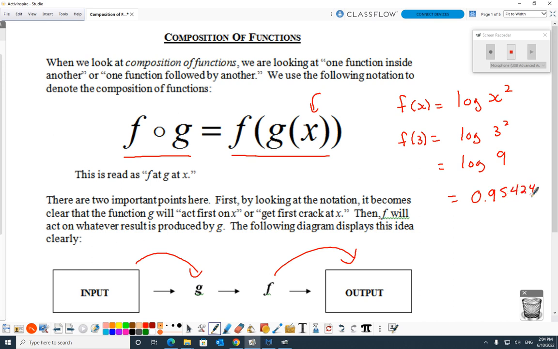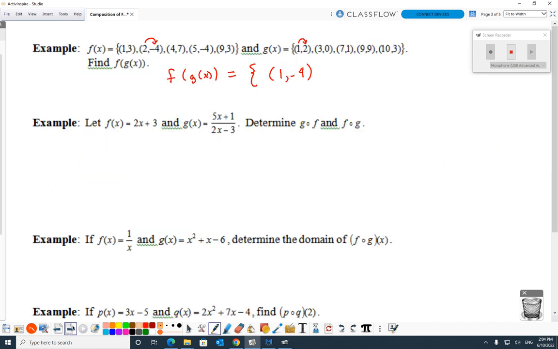Do you see? 9 was sort of lost in the process. The answer isn't 9 anymore. It's log of 9. That 9 has disappeared in all of there. It's part of the answer, but it is not in the answer. Whereas here, see, same thing happened. 1 turned into 2, then f took that 2 and turned it into negative 4, and there's no 2 that appears there because the 2 has been turned into negative 4 along the way. Let's do another one.